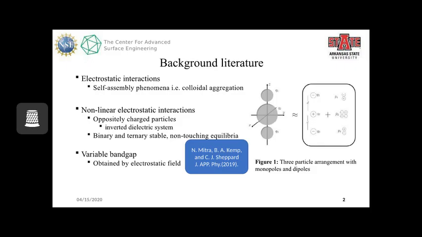So first, consider a microscopic particle system consisting of background fluids and dielectric particles. If the background has larger permittivity compared to the dielectric particles, then the system is called inverted dielectric. In such systems, researchers have shown that two or three particles may form minimum energy equilibria. For example, consider figure 1, where we can see that three particle systems are forming monopoles, dipoles, and quadrupoles.